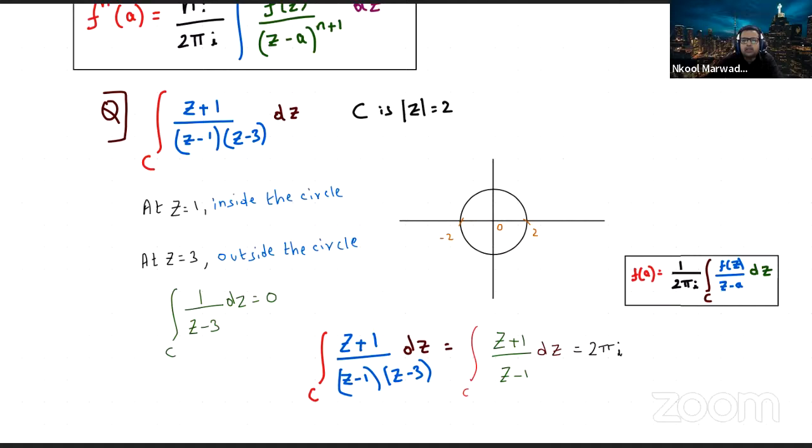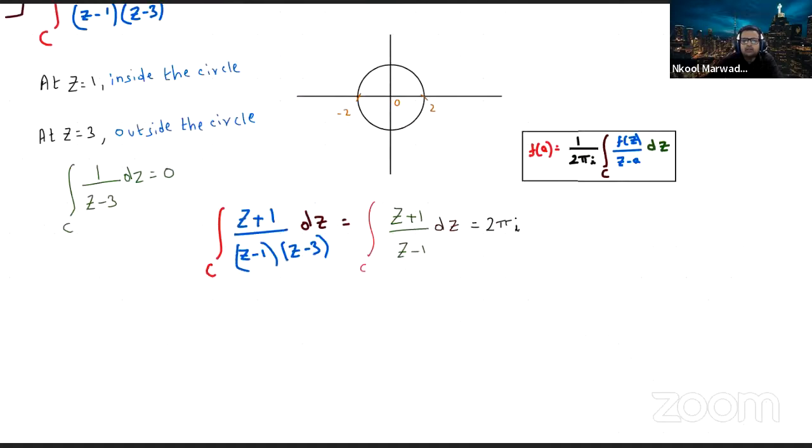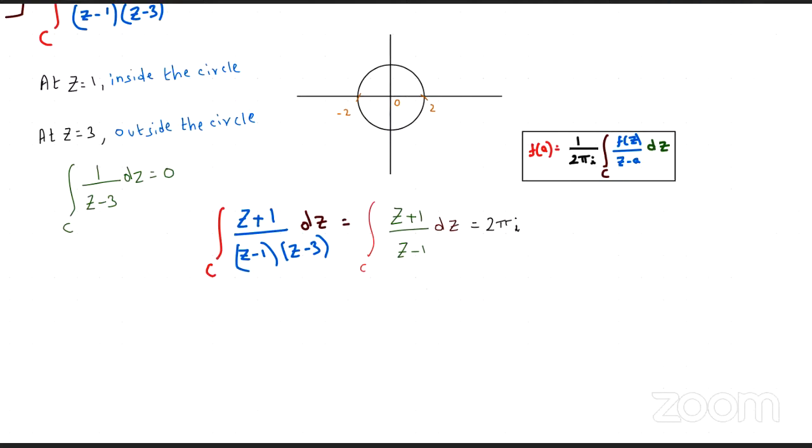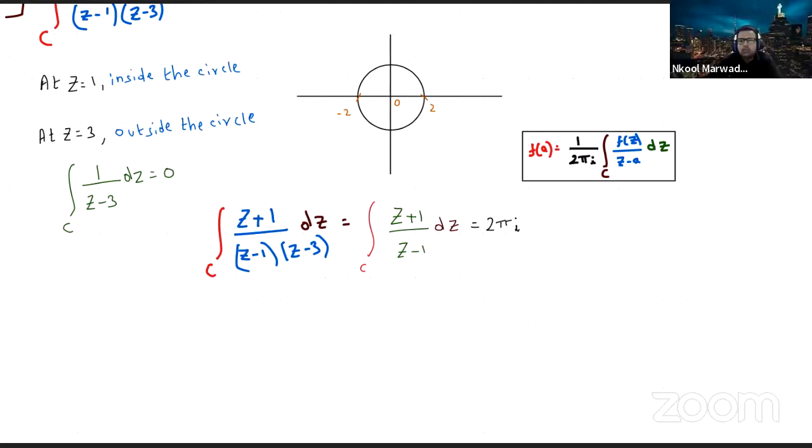So see, the idea is that this integration will be 2 pi i into f of a. This integration is similar to that integration, it has the same form. Here f of z is z plus 1 and z minus a is z minus 1. So 2 pi i into f of 1, and we will see what f of 1 will be. Why will it be f of 1? Because it's f of a equal to f of a, that's why.